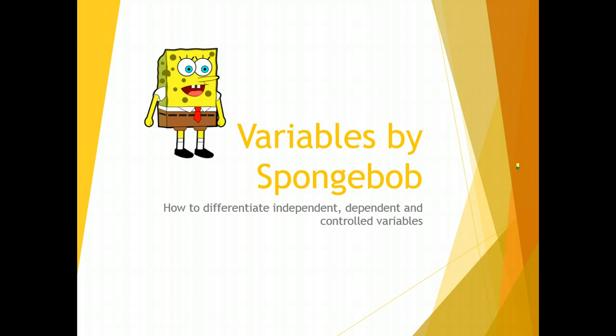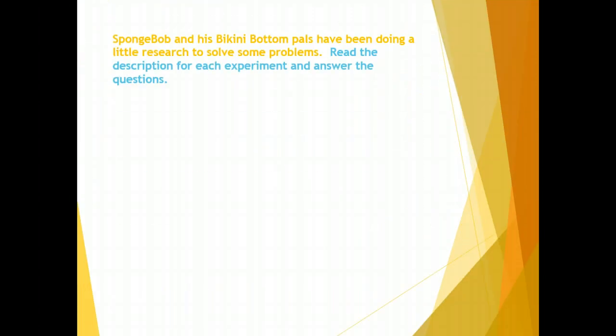Hello! Today we are talking about variables, and we're going to visit SpongeBob and his pals in Bikini Bottom to do this. In this presentation you will learn how to differentiate independent, dependent, and controlled variables. SpongeBob and his Bikini Bottom pals have been doing a little research to solve some problems. Read the description for each experiment and answer the questions.